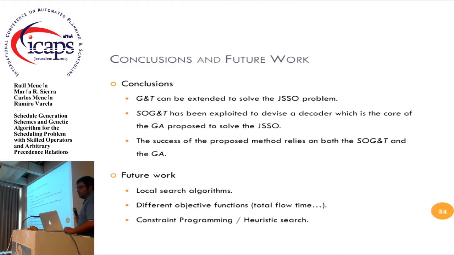And now, as future work, we plan to define local search algorithms to solve this problem. And also, we want to define different objective functions, as for instance, perhaps think of a version of the total flow time for this problem. And also, it would be interesting to try to tackle this problem with another type of method, like constraint programming or heuristic search.